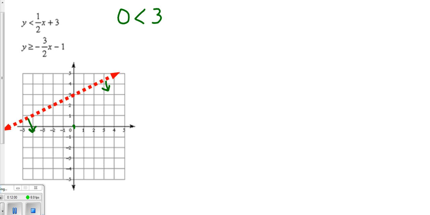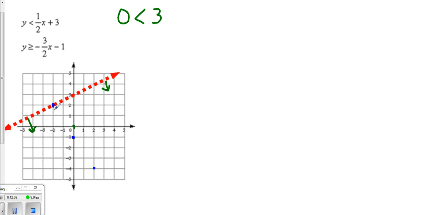Let's do our second one then in blue. We've got y is greater than or equal to negative 3/2 x minus 1. The negative 1 tells us to start right here. Negative 3/2 tells us to go down 3, 1, 2, 3, and over 2, 1, 2. Now we can't really go too much farther with that, so we have to go in the other direction as well. Up 3, 1, 2, 3, and left 2, 1, 2. Right here.